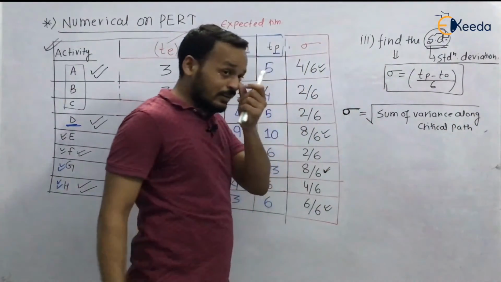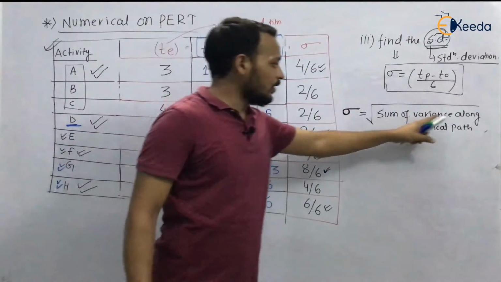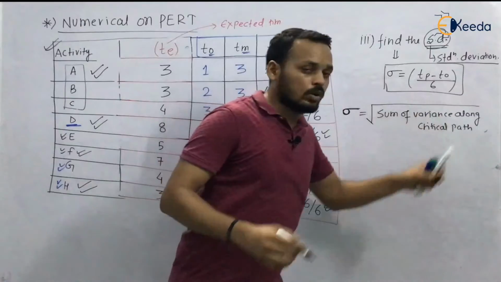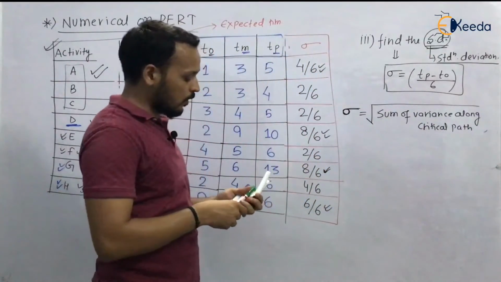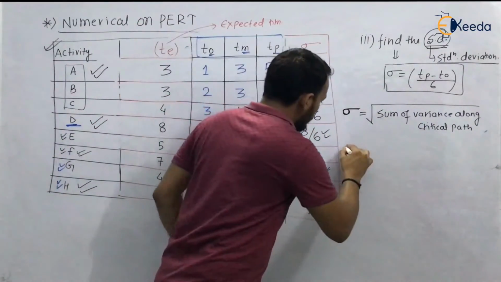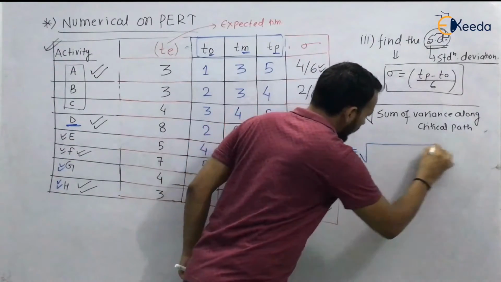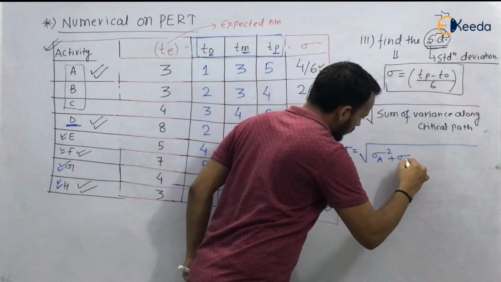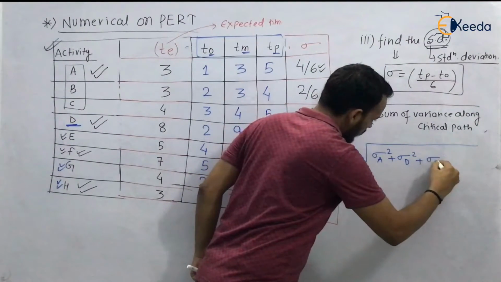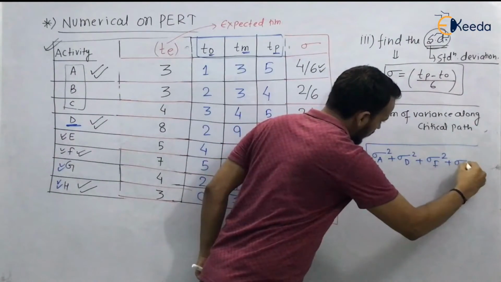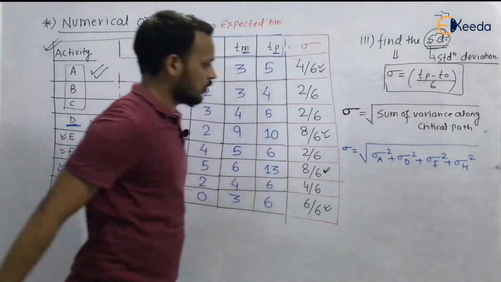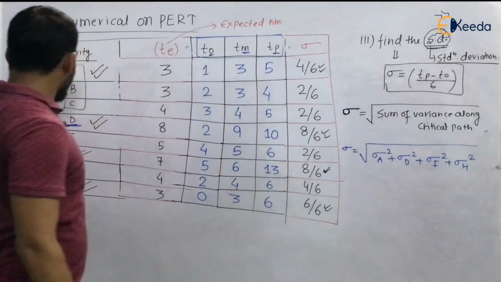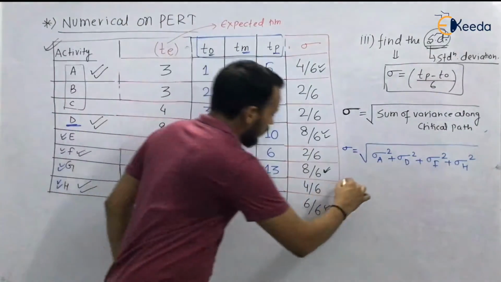You cannot directly find the standard deviation, you have to find the variance, and you know that variance is sigma squared, so sigma will be the square root of the variance. So you have to find the sum of variance. Now sigma equals the square root of the sum of variance. Variance is sigma square, so sigma A square, sigma D square, sigma F square and sigma H square, because these are the only critical activities A, D, F and H. So put the values.